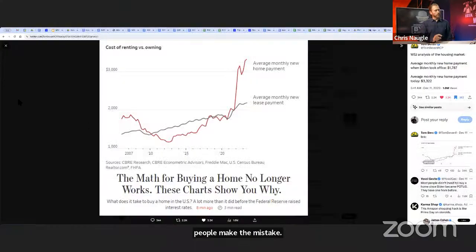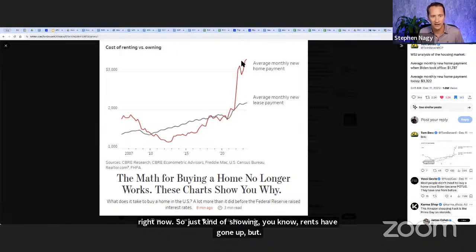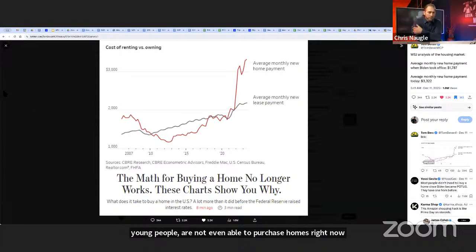And I want to really pay attention to some of the chats. Here we go. Steven, is that? So this is just a recent Wall Street Journal analysis on renting and mortgage payments right now. It shows that rents have gone up, but the cost of owning and having a mortgage is sky high right now. Because of interest rates and the price of homes and everything that's gone up so high, it's forcing people to rent and driving that market up as well. It just shows that gap where most people, especially young people, are not even able to purchase homes right now. And I don't see that trajectory changing.